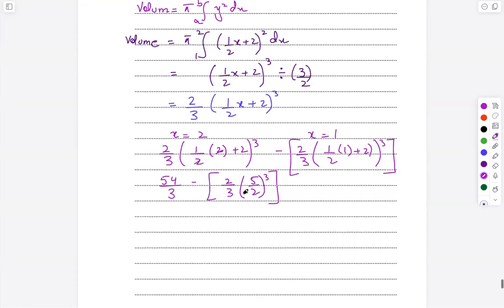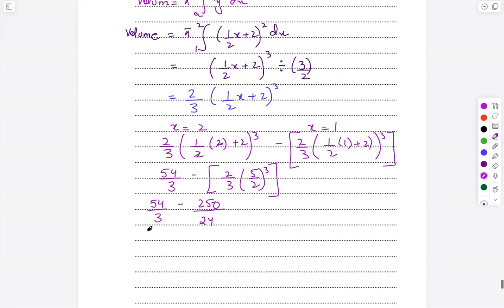Simplifying this, we'll get 5 cube is 125. 125 times 2 will become 250. So this will become 54 upon 3 minus 250. 2 cube is 8, and 8 times 3 will become 24. So 54 upon 3 is 18, and 18 minus 250 upon 24.